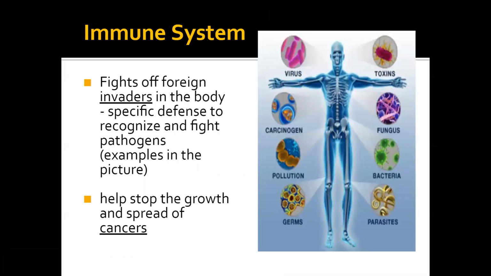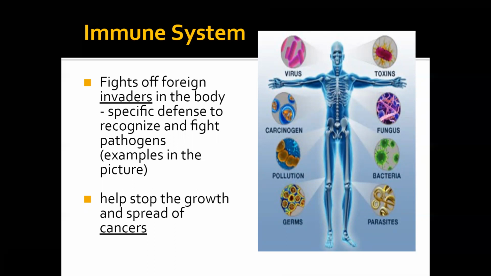Your immune system is going to fight off foreign invaders in your body, specific defenses to recognize and fight pathogens. So in this picture, you're going to see a bunch of different pathogens. Some of them are living pathogens, some of them are not. We have carcinogens that can cause mutations. We have pollution, et cetera, et cetera. Toxins are not alive, but bacteria can produce toxins and stuff like that.